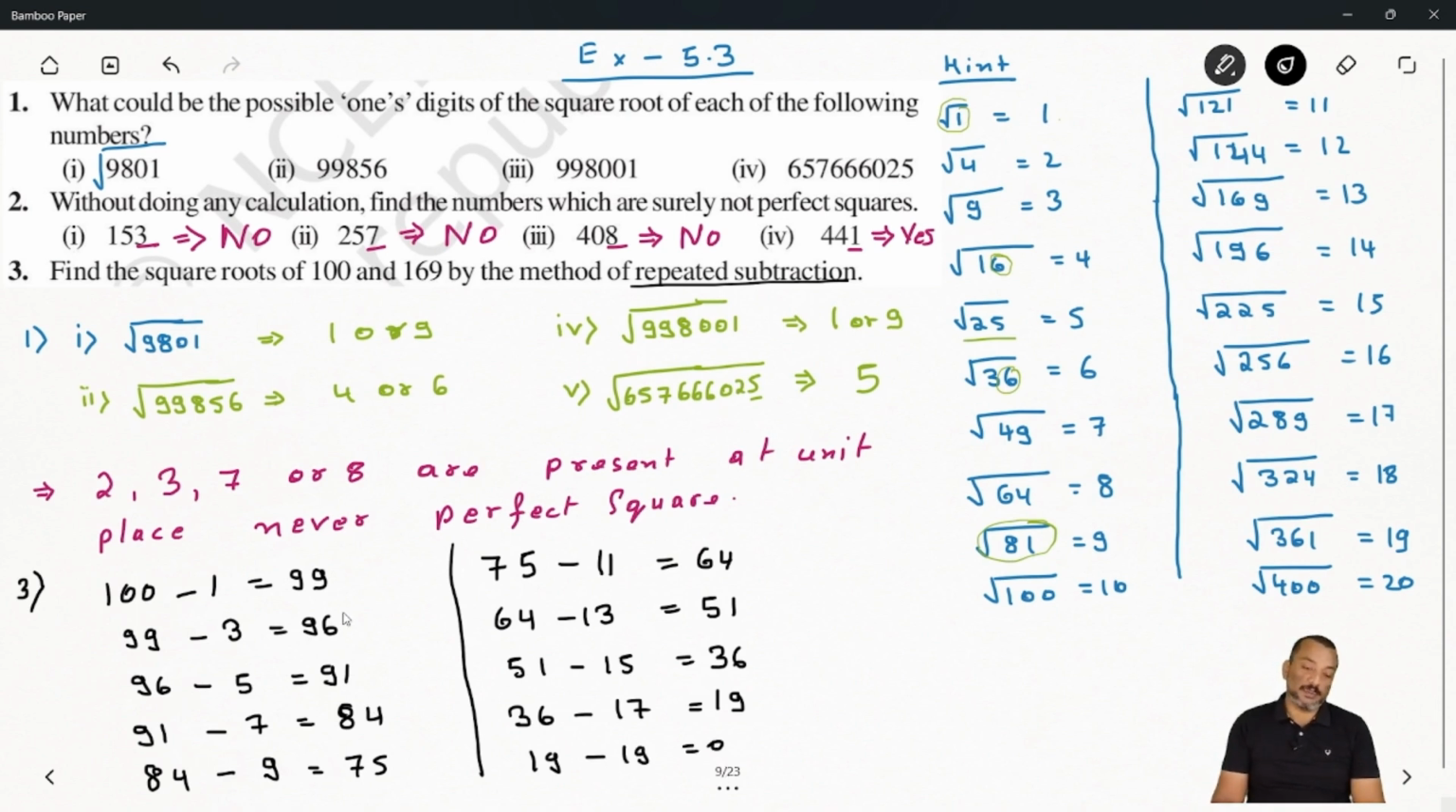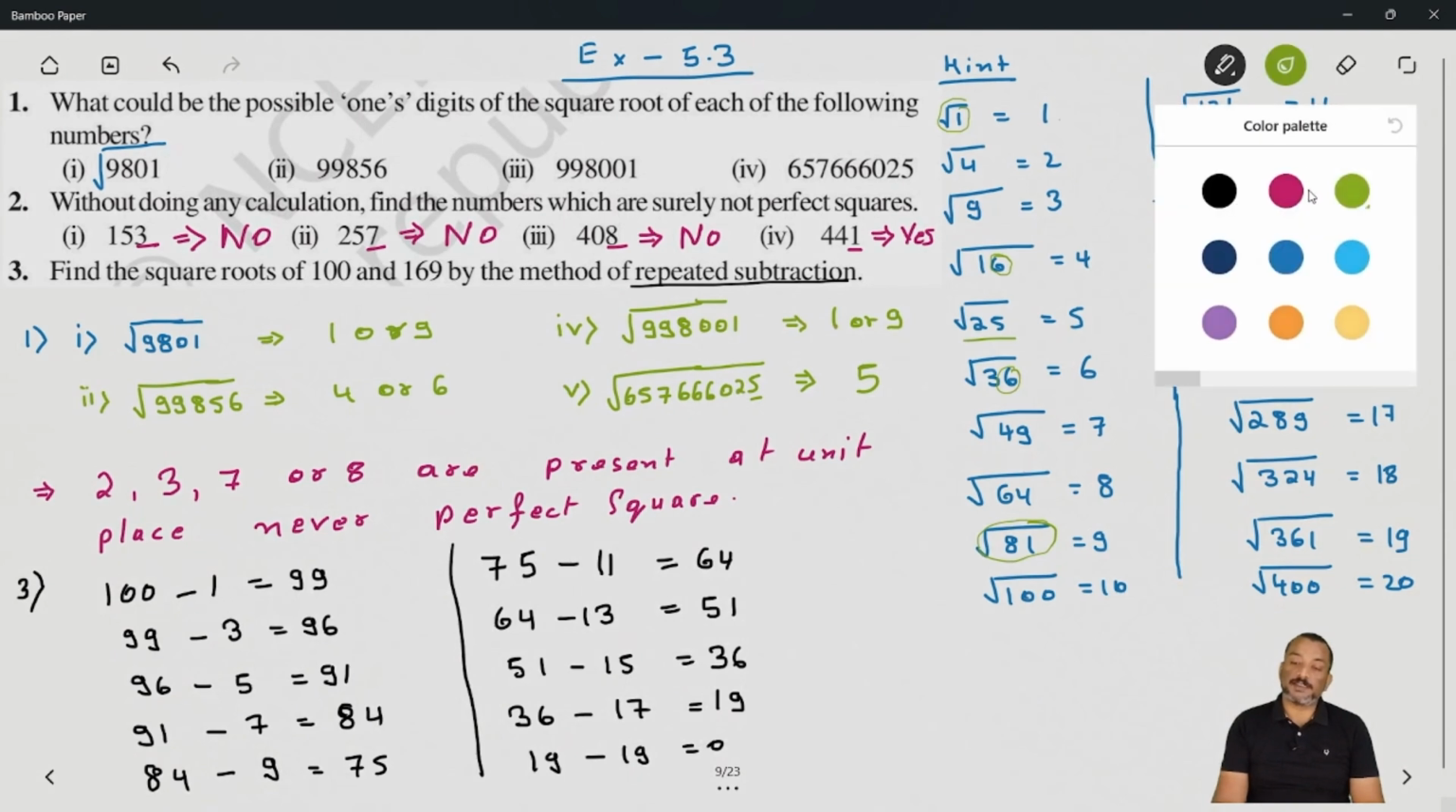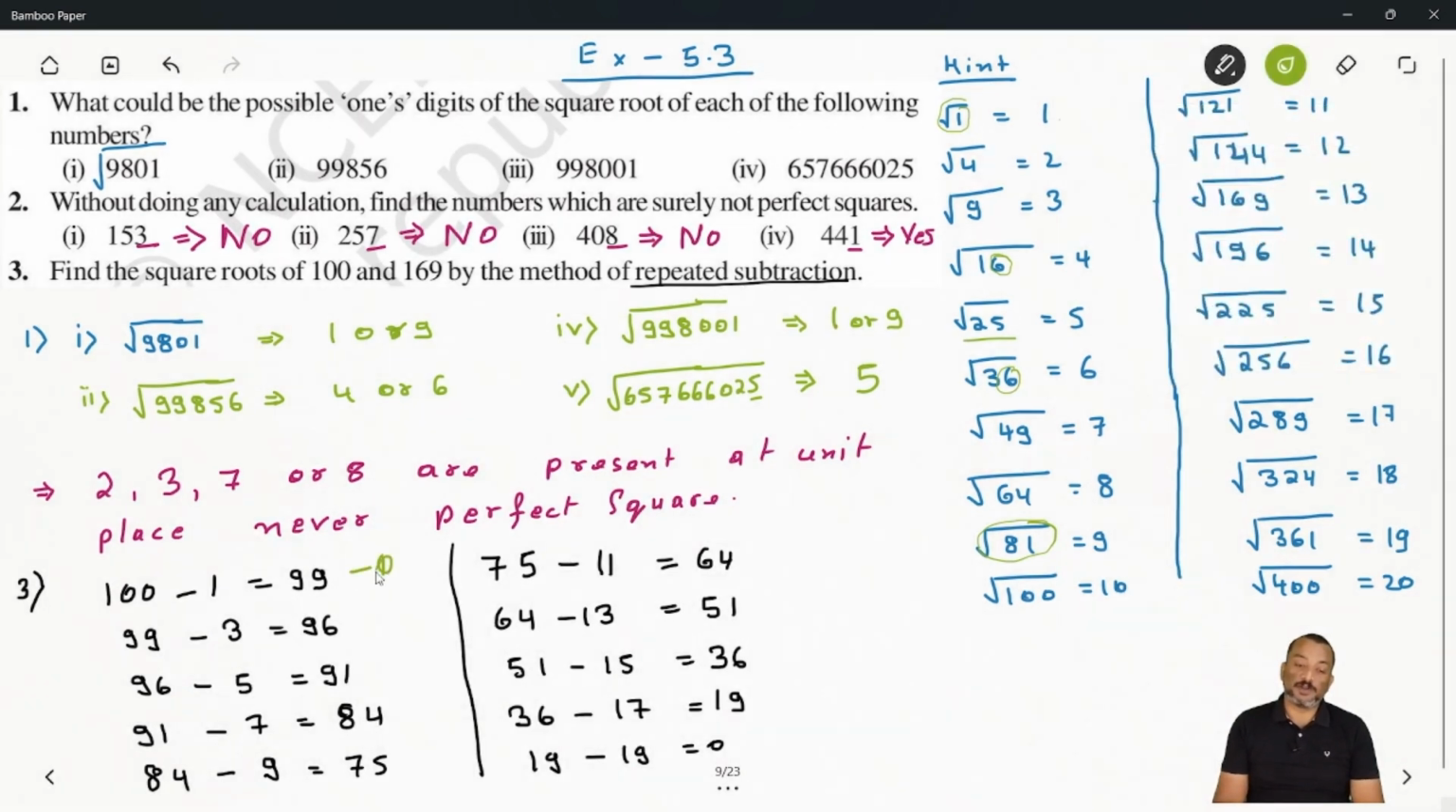Now here you can see how many steps of repeated subtraction you have done. You can say 1, 2, 3, 4, 5, 6, 7, 8, 9, 10. So 10 steps are done, which means the square root of 100 is 10. Okay, because we have done 10 steps, 10 is the square root. In the same way you can try with 169 at home.